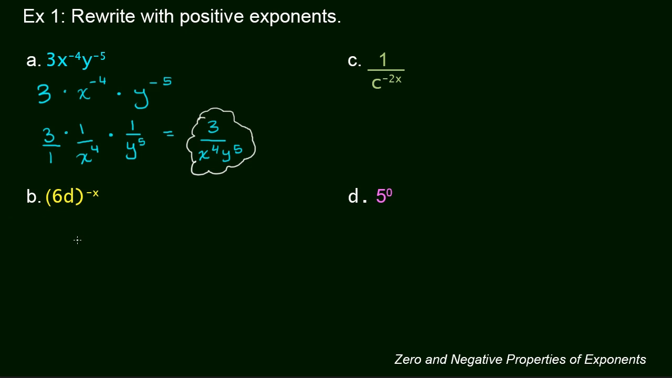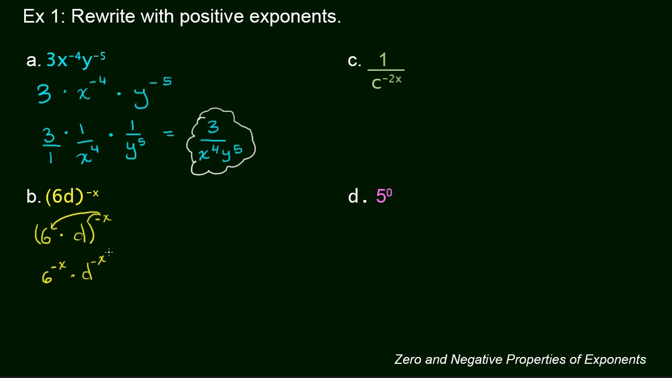In the second part, I've got 6d, the whole thing is raised to the power of negative x. Well, I can rewrite this as 6 times d, the whole thing raised to the power of negative x. Every time I have a parentheses, I'm going to distribute it, and if I don't see an exponent over here, that means it is raised to the power of 1. When I distribute, I've got 6 to the power of negative x times d to the power of negative x.